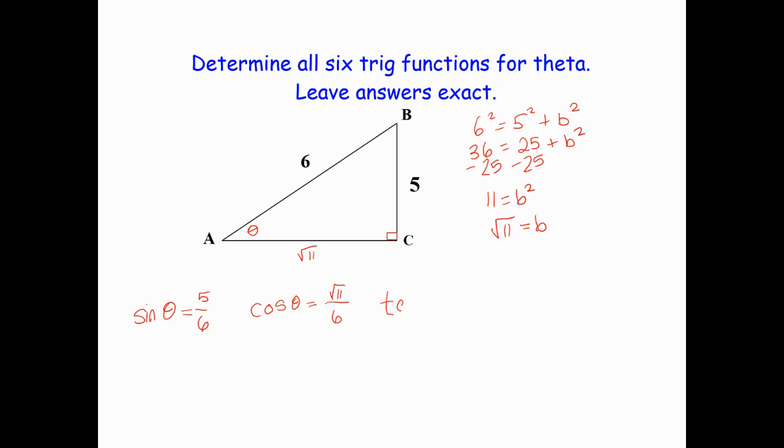And tangent of theta. Notice I'm saying tangent and not tan. And we are going to take then our opposite over the adjacent side. So again, opposite over adjacent. So we cannot leave 5 over the square root of 11. So I'm going to simplify that by rationalizing my denominator, multiplying by the square root of 11 to both sides. So I get 5 root 11 over 11.